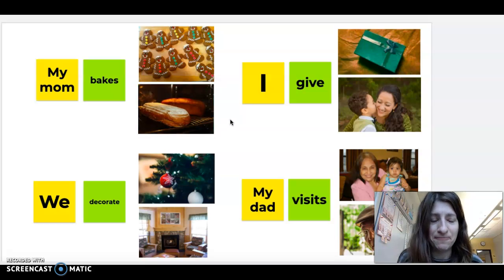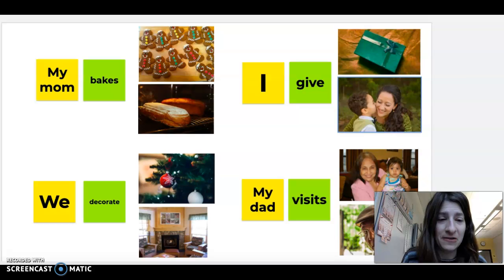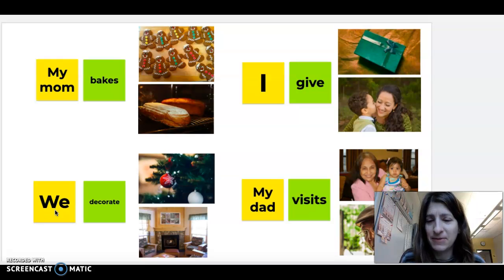Let's try another one. I could say, I give. That's a sentence. But what if I want to know what? I give what? Well, I could say, I give a gift. That's something people might give. Or I could say, I give a hug. That's something else people can give. That's the what part.